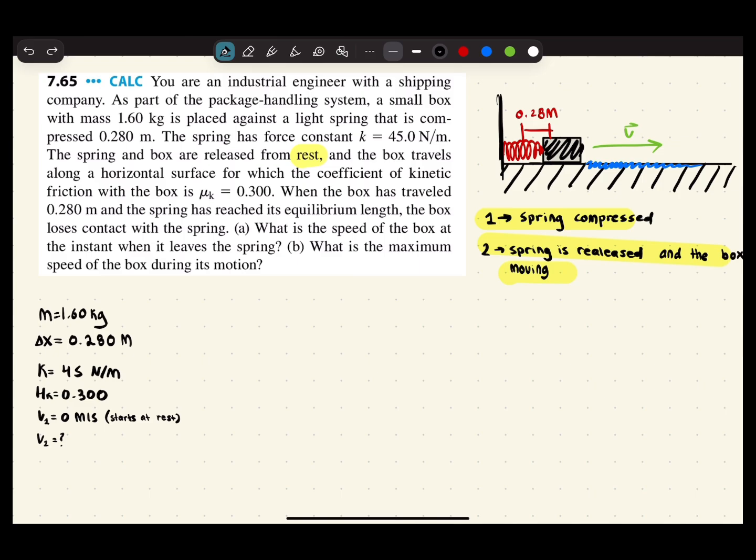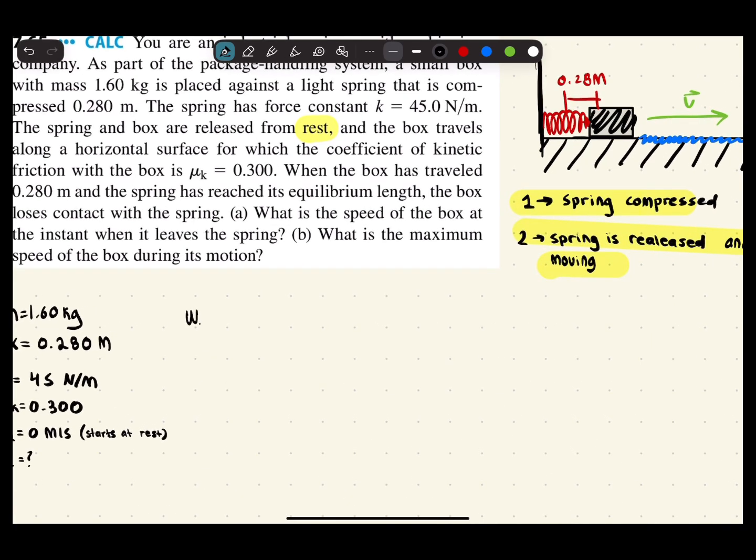In a situation like this, we know that we're going to have to use energy, and we also know that there's a non-conservative force, friction, at play here, which tells us that we can't just say energy before equals energy after. We need to factor in the work done by friction. Now the work done by any non-conservative force is equal to the change in potential energy plus the change in kinetic energy. In this case, the potential energy comes from the spring, because when the spring is compressed, it's storing the potential energy that gets converted into the kinetic energy when the box is moving.